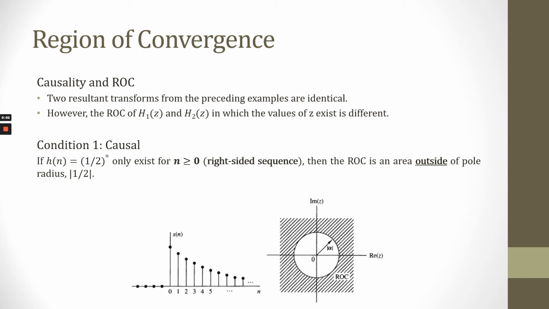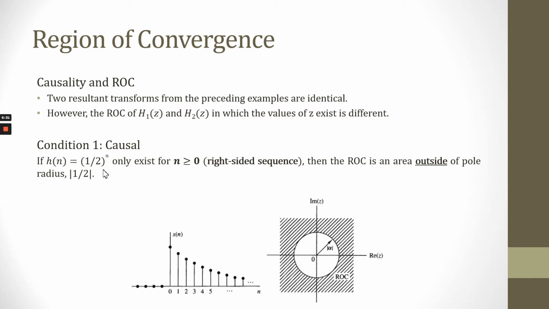Now we move to causality and ROC, region of convergence. The two resultant transforms from the previous examples are almost identical. However, the ROC for the Z transform for signals H1 and H2, in which the values of Z exist, is different. For example, for H1, Z is larger than A, and for H2, Z is less than B. So there are a few conditions for causality and ROC.